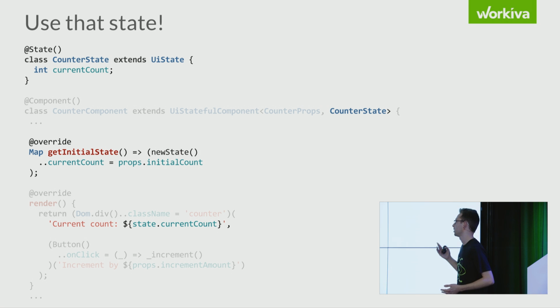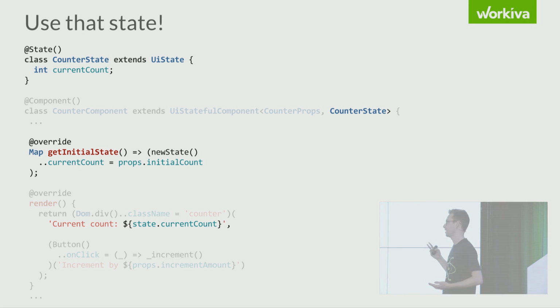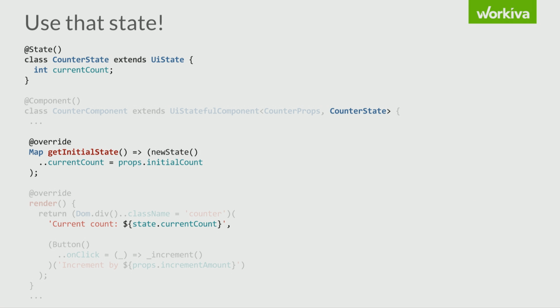Then also, we are setting up the initial state of the component. So we're initializing the current count state to the initial count specified in props. And you'll see that I'm using this new state method, and this is a convenience method that'll just give you a new instance of counter state. So it gives you basically an empty map that you can cascade key value pairs on, and then you can return that to get initial state, and React will wire up that initial state properly.